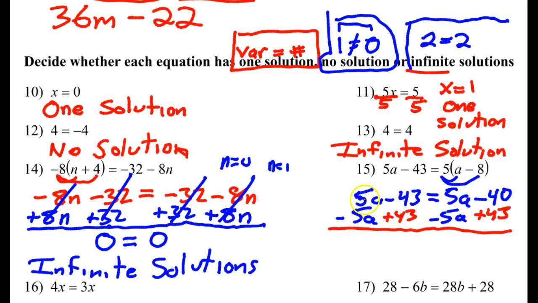15. Very similar, right? Just the variable on the right was 5a, so subtract 5a. Both sides cancel. This equals 0, very similar to the left side here. Everything equals 0. But here on the right side, we got 43 minus 40, 3. Which is no solution because 0 does not equal 3.